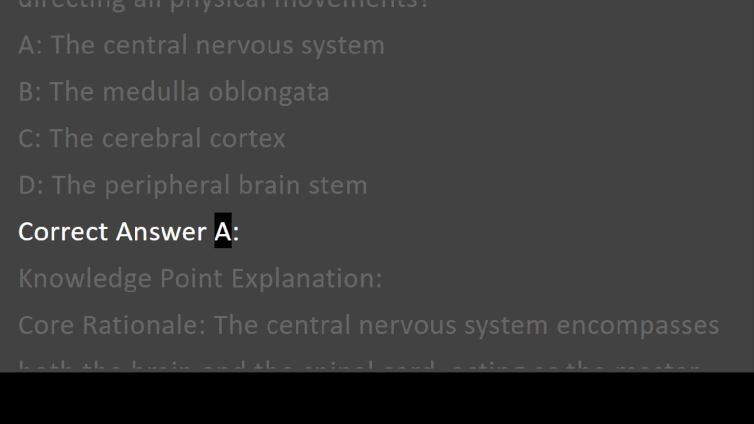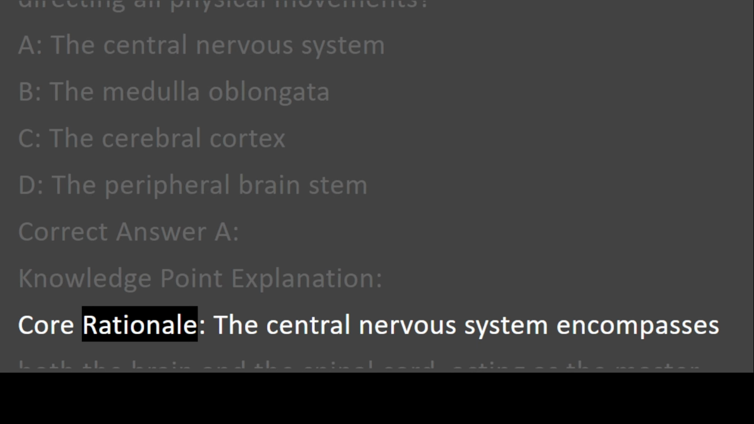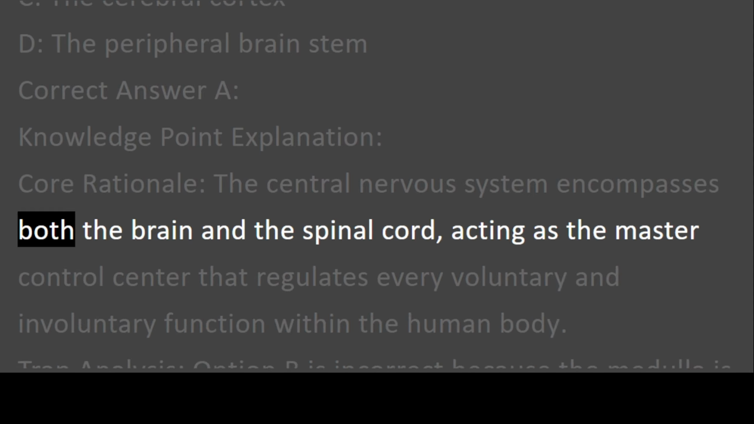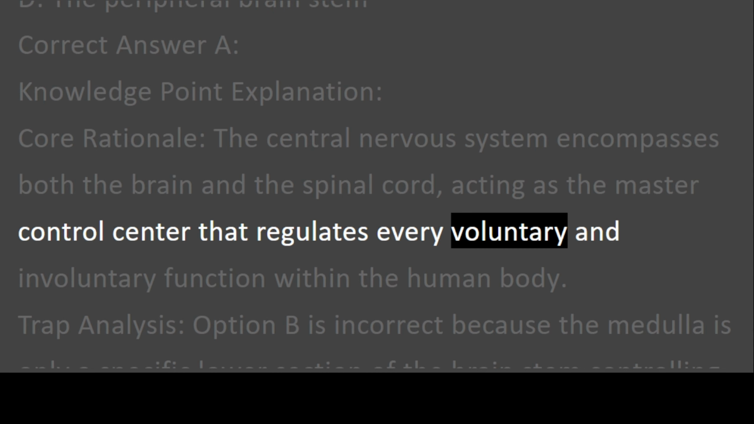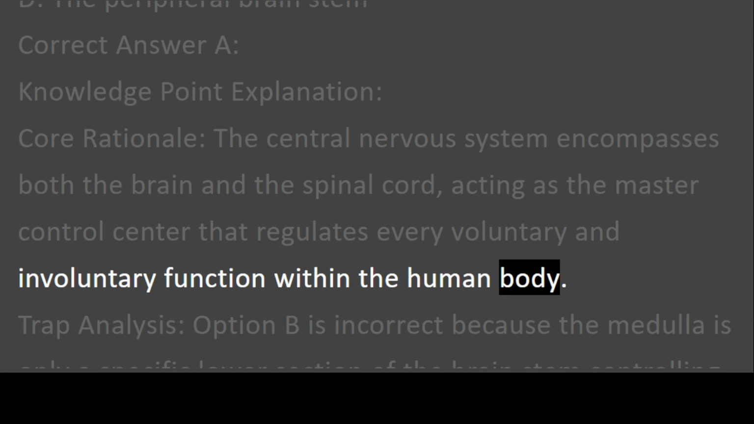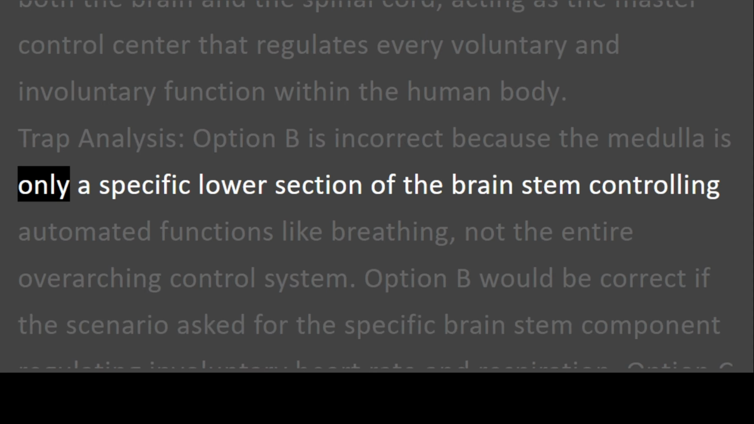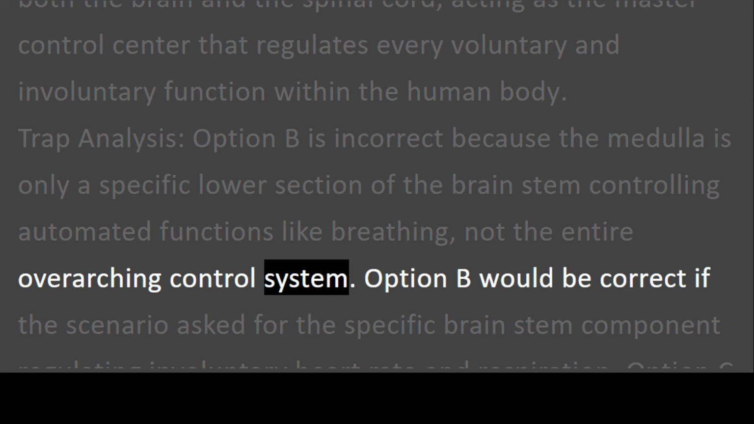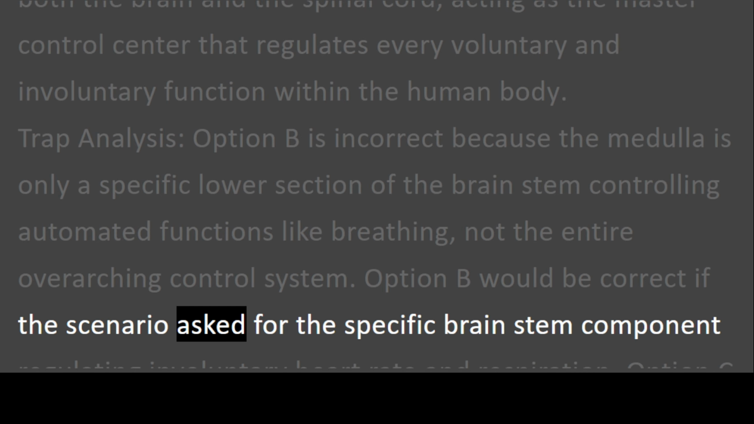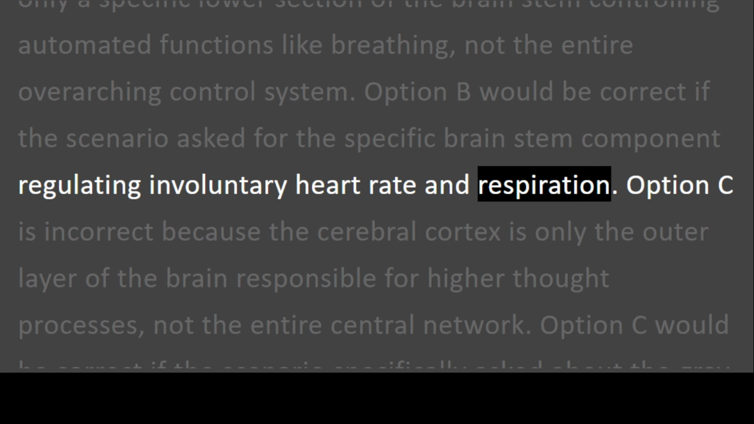Correct answer A. Knowledge point explanation. Core rationale. The central nervous system encompasses both the brain and the spinal cord, acting as the master control center that regulates every voluntary and involuntary function within the human body. Trap analysis. Option B is incorrect because the medulla is only a specific lower section of the brainstem controlling automated functions like breathing, not the entire overarching control system. Option B would be correct if the scenario asked for the specific brainstem component regulating involuntary heart rate and respiration.